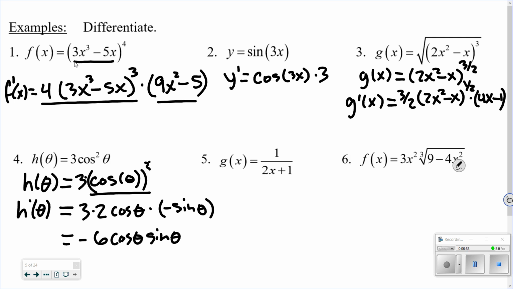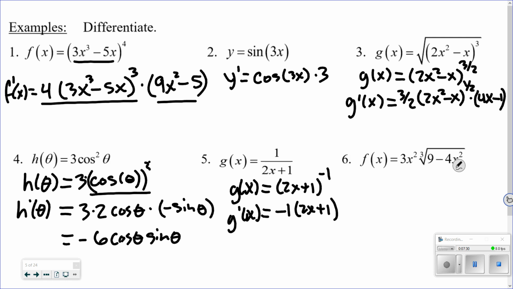All right, 5. So this is one we could do with the quotient rule, but this is another way we could do it. If I rewrite it this way, g of x equals 2x plus 1 to the negative 1. So I move the 2x plus 1 up to the top and make it to the negative 1. Now I can actually just use the chain rule. So the outside is a negative 1 power, the inside is a 2x plus 1. So g prime of x is going to equal, drop the negative 1 down, subtract 1, and then times it by the derivative of the inside. So derivative of 2x plus 1 would be 2.